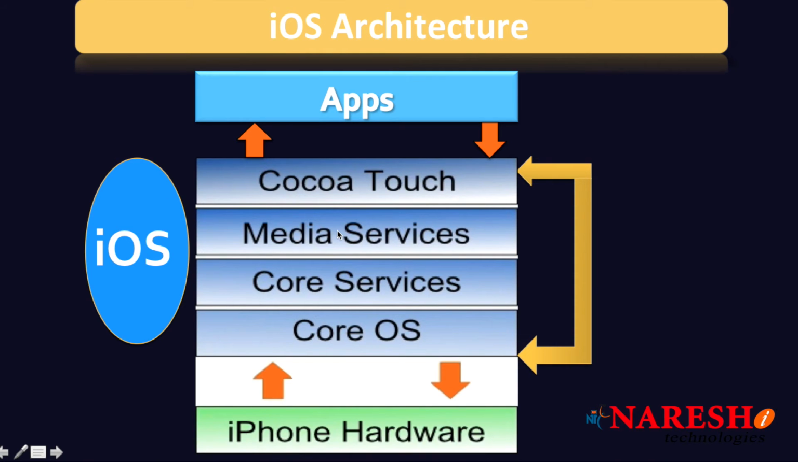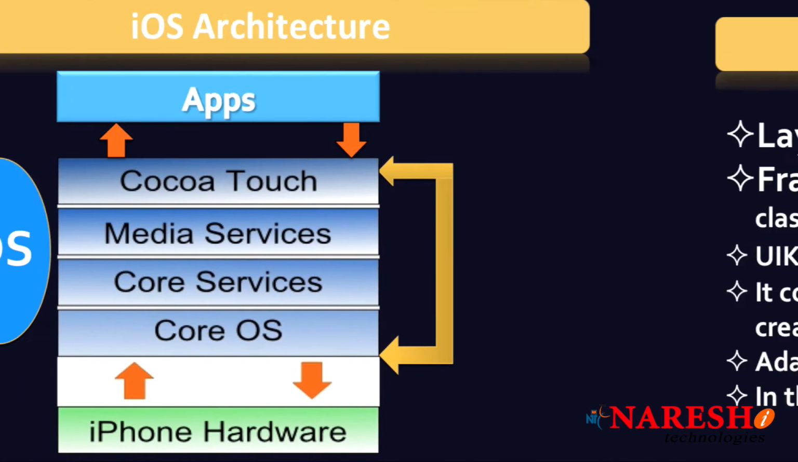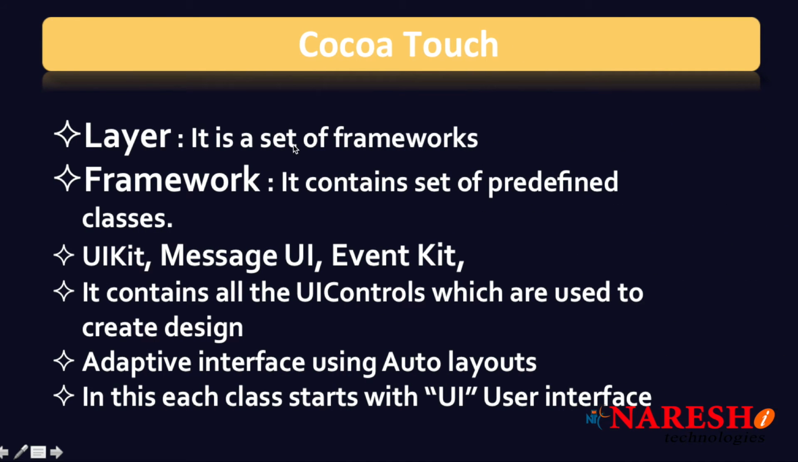Let's see what modules we have in each and every layer. Basically, what is a layer? A layer contains a set of predefined libraries or frameworks. What is a framework? It contains a set of predefined classes. By using these classes, we create the design or implement particular features. So let's see what frameworks we have within Cocoa Touch. One is UI Kit, and Message UI, and Event Kit, and a lot more. So we have a lot of frameworks which we will introduce when we start developing applications.